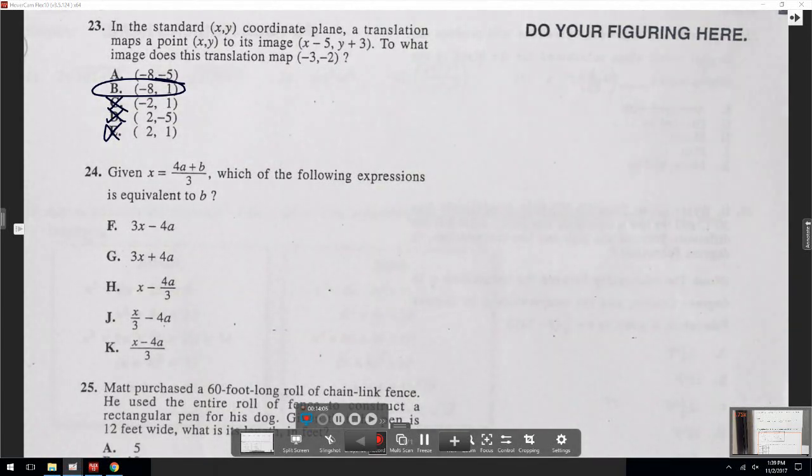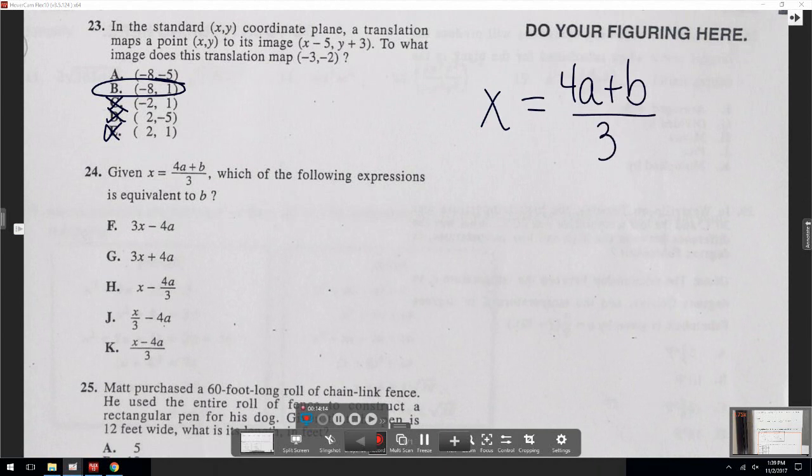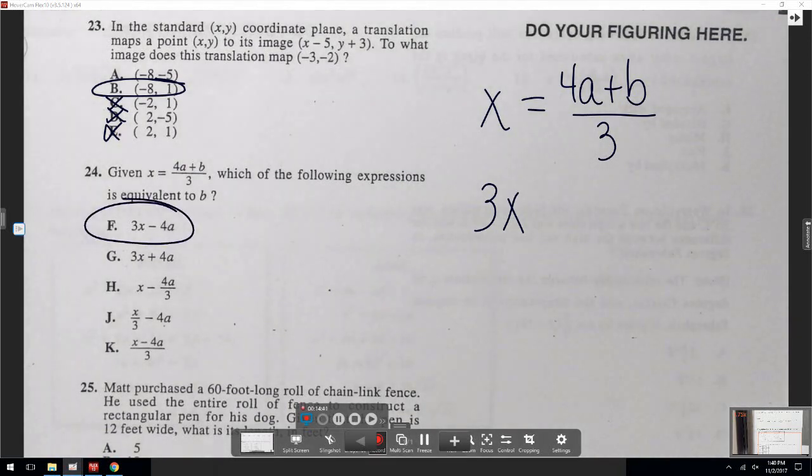Here we go. 24. So you've got x equals 4a plus b over 3. All good? All right. What is the only thing it wants you to do? Find b, right? The less you can write down, the more time you're going to save yourself, okay? So you're dividing by 3. Multiply by 3x. Then subtract. And don't write any of that down if you don't have to, okay? All right, so you have 3x, and you have to subtract 4a, so that should be b.